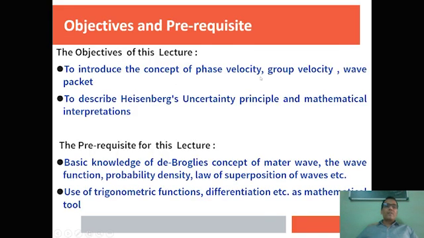Objectives and prerequisite. The objective of this lecture is to introduce the concept of phase velocity, group velocity, and the wave packets. And the second objective is to describe Heisenberg's uncertainty principle and its mathematical interpretation. To understand this lecture completely, the prerequisite is basic knowledge of de Broglie's concept of matter wave, the wave function, and the probability density. These terms have already been covered in previous lectures.